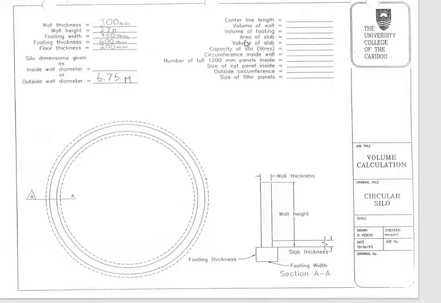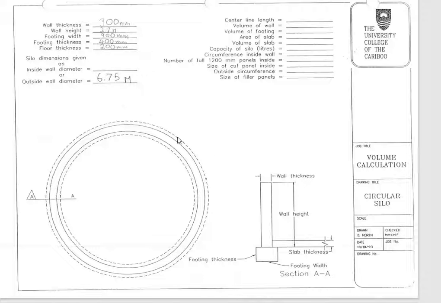Next question being asked of us is the area of the slab. So the area of the slab is taken to the inside of the wall. So it would be the area of the circle to the inside of the wall here. Remember, these dashed lines are the footing, right? The footing here lies underneath the slab. So we need to come to the inside of the wall.